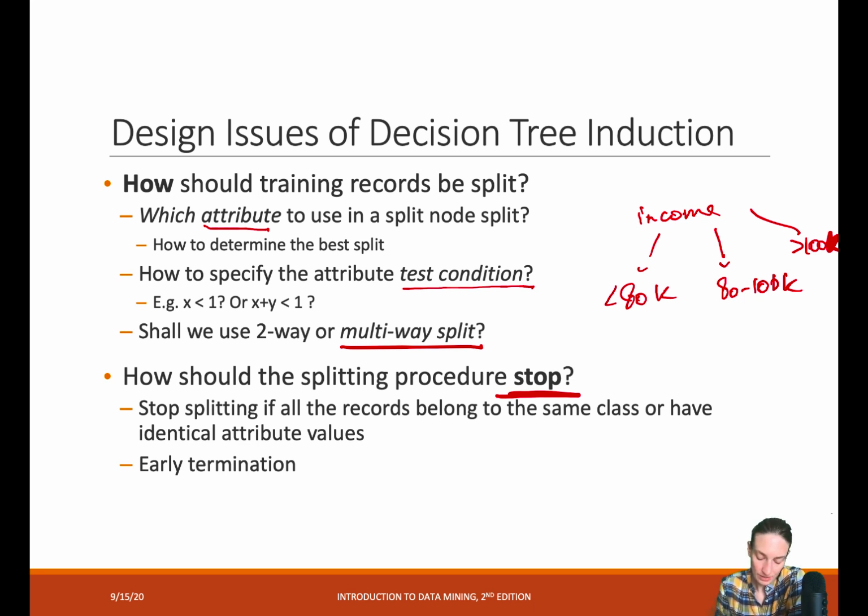So you could do early termination if you want for some reason to keep your tree small. Sometimes a smaller tree, even though it's less accurate, is more useful because you can interpret it better. Or you could use a splitting rule such as stop splitting if all the records belong to the same class or have identical attribute values.